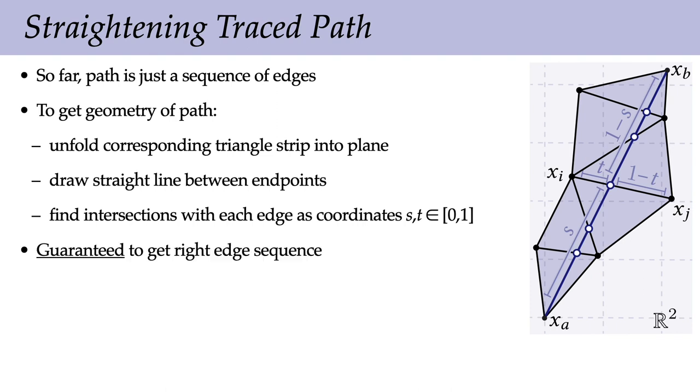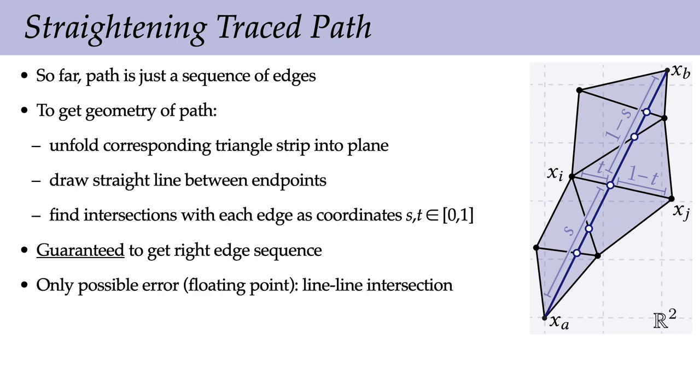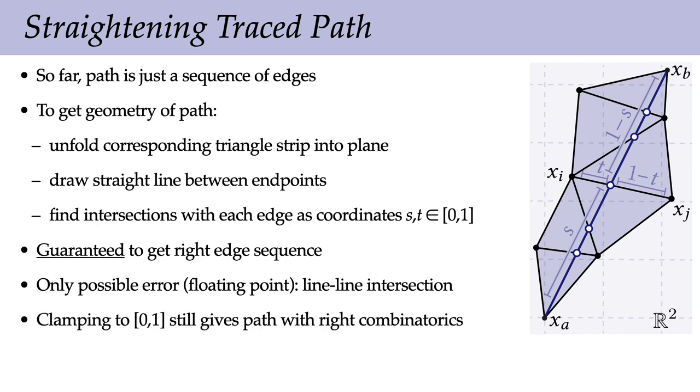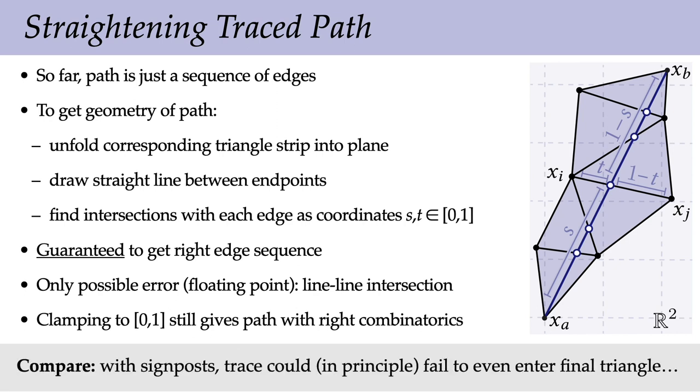And so the worst thing that can happen is that we might have to clamp some of our intersection values to the range 0, 1 due to floating point error. Okay, but this is much, much better than what happened with signposts where we might fail to even reach the neighboring vertex. Right? Here we have a hard guarantee that we will have a path between the two endpoints.